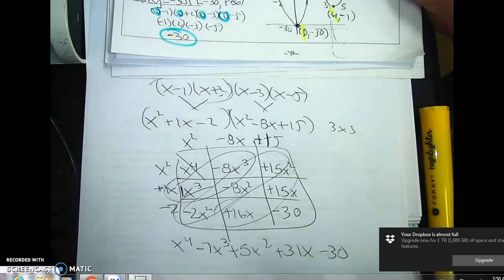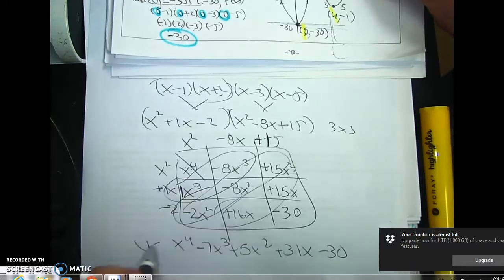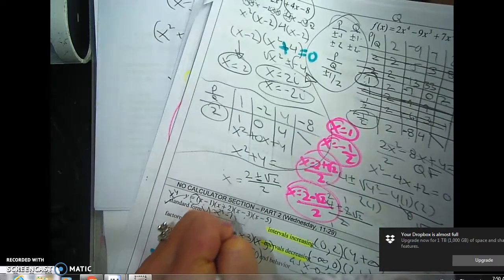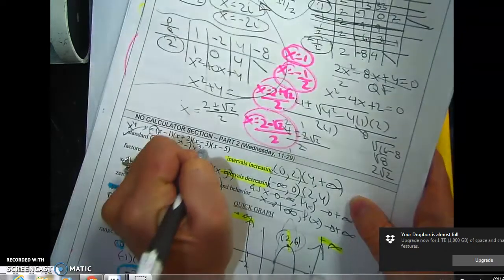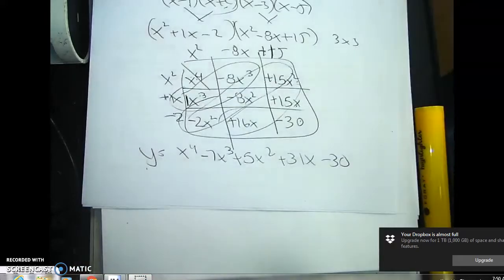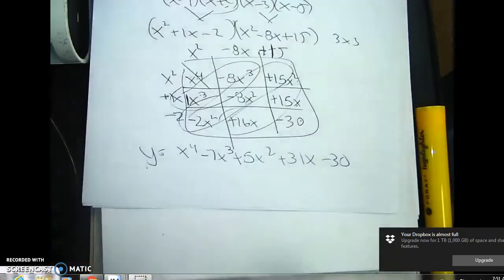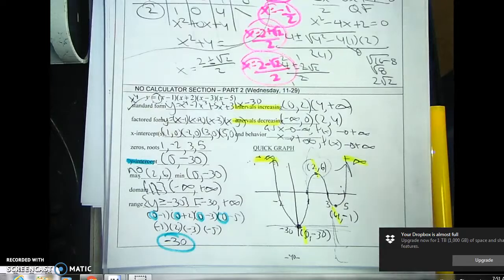Since this is the no calculator section, I can't check it. But I'm going to take this answer and I'm going to rewrite it here. So y equals x to the fourth minus 7x cubed plus 5x squared plus 31x minus 30. Okay? So that problem, done. Let's go to the next page.